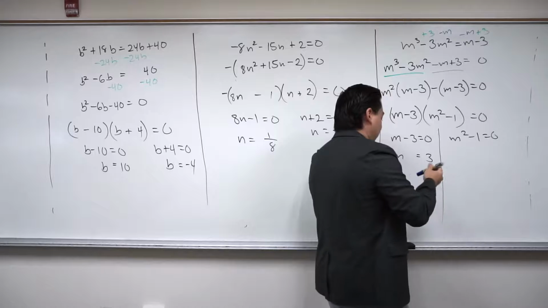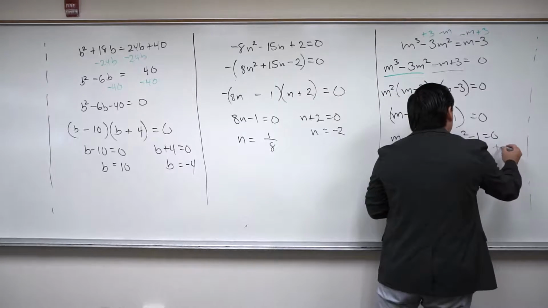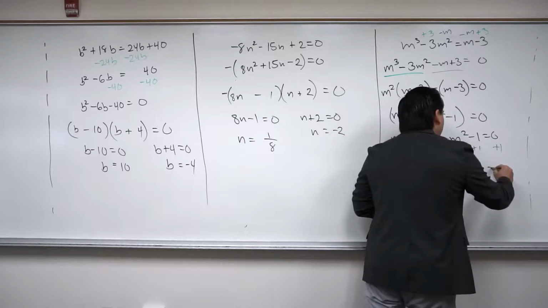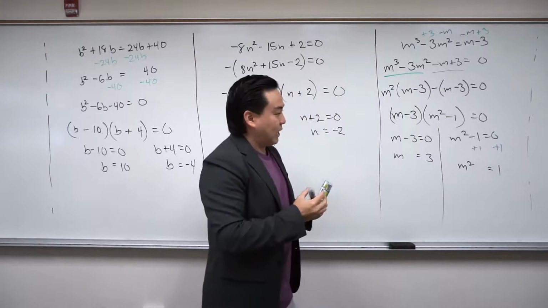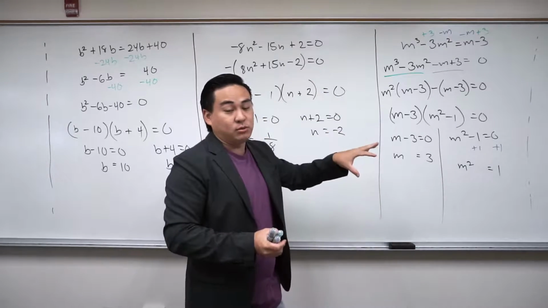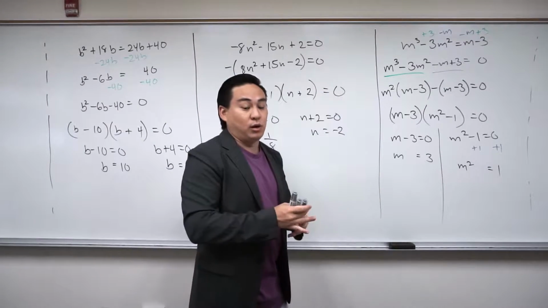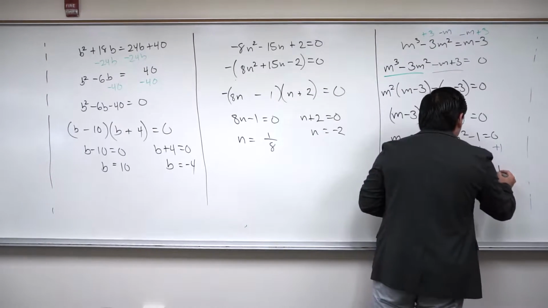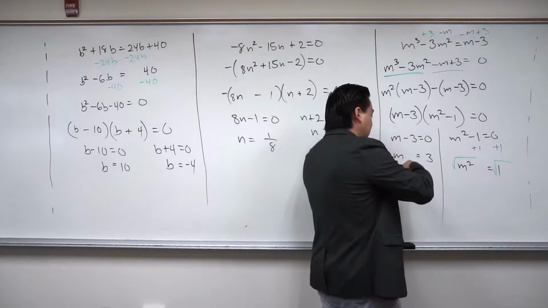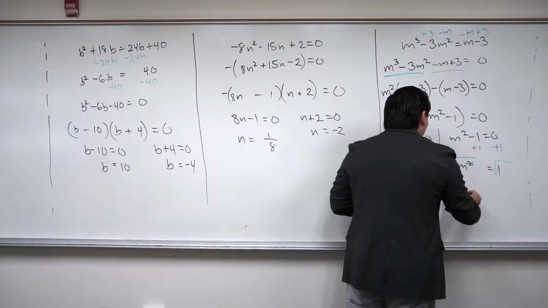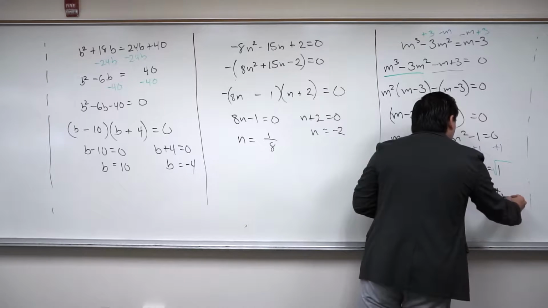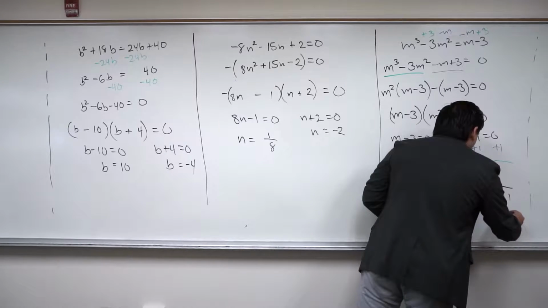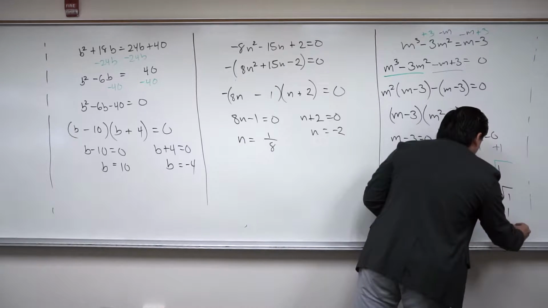Here, we need to solve this by adding 1 to both sides. So we get m squared is equal to 1. Now, once we have this property where we have a square is equal to something, we get rid of the square by using the square root property. So square root both sides. When you cancel the square root and the square, we have to write the right-hand side as plus or minus the square root of 1, or just plus 1 or minus 1.